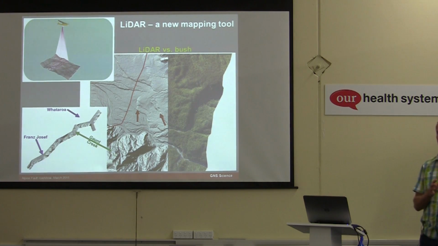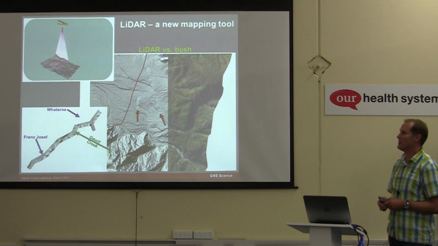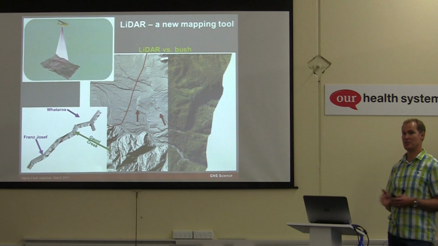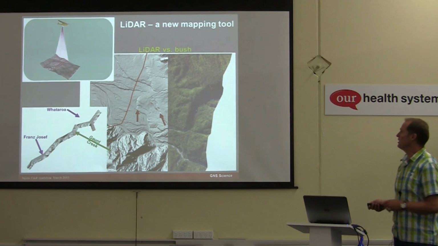Moving now more to West Coast specific stuff. About 5 years ago, we got some funding to fly LiDAR along some of the most heavily vegetated faults in New Zealand to see if we could see the faults beneath the trees in the landscape. And LiDAR is a really good technique for that.